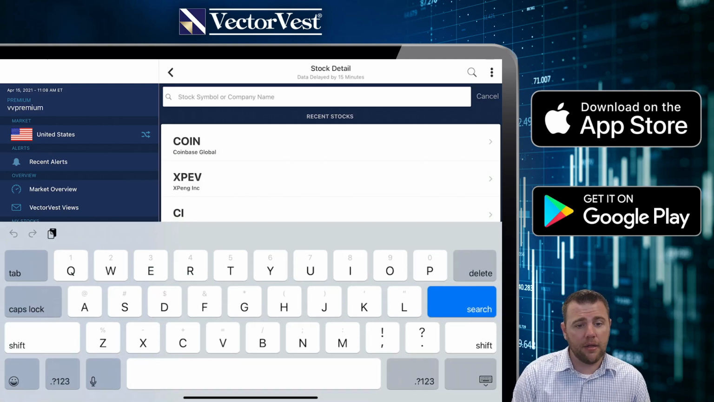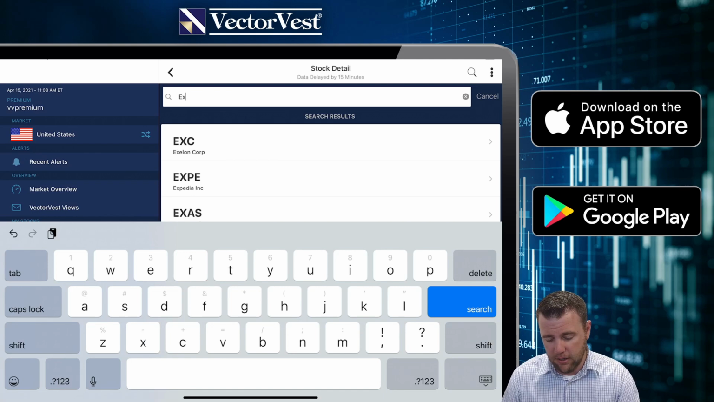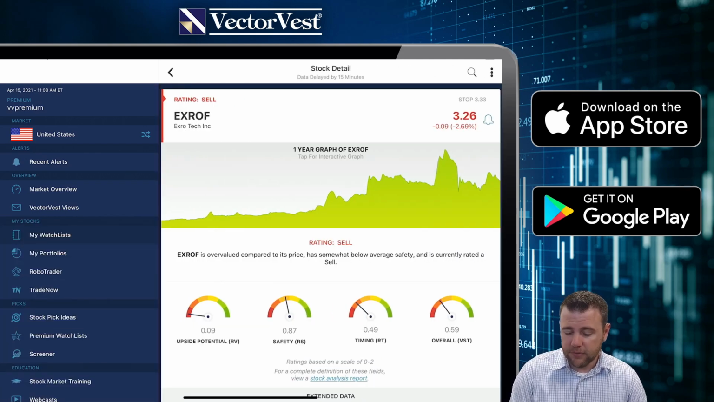All right. Let's see. Extro. Alrighty. So Extro, poor long-term potential, a lot of risk. It's in a steady decline right now. Overall, the stock is not favorable based on the VectorVest analysis.